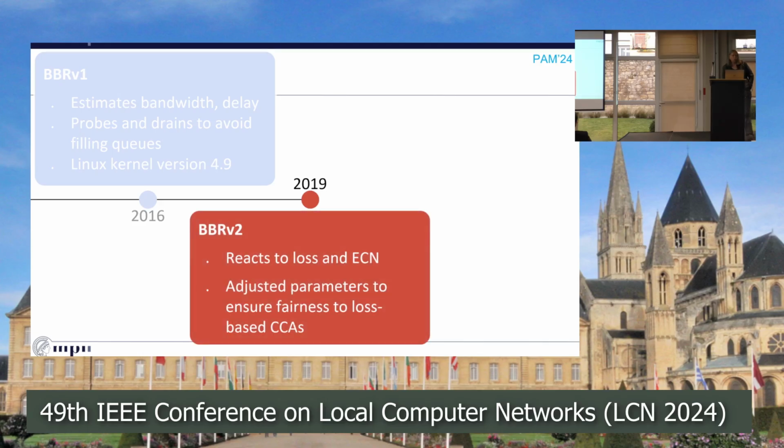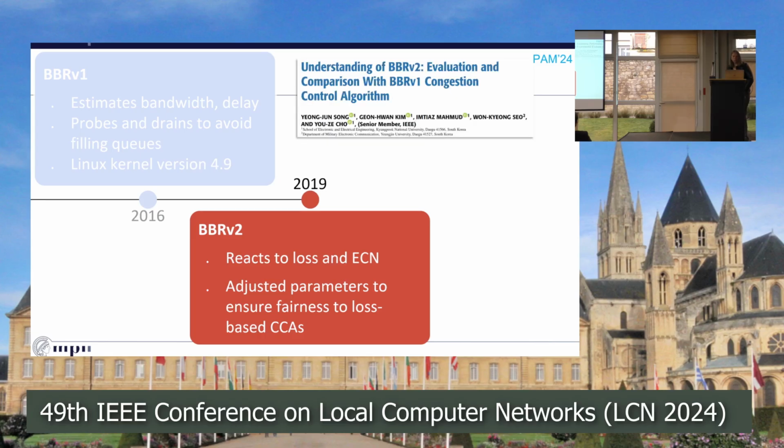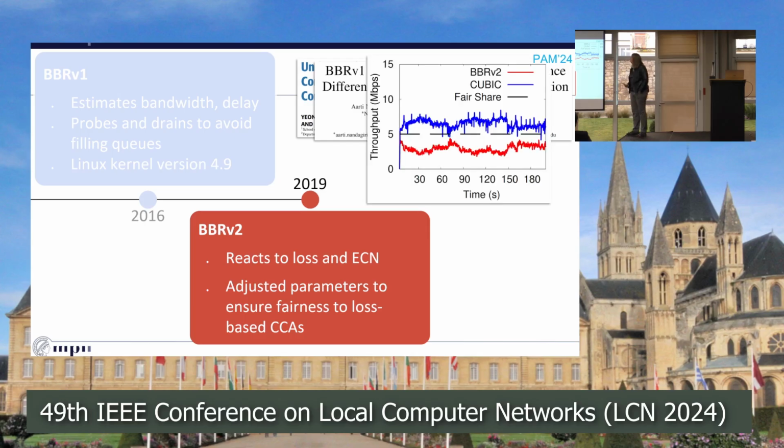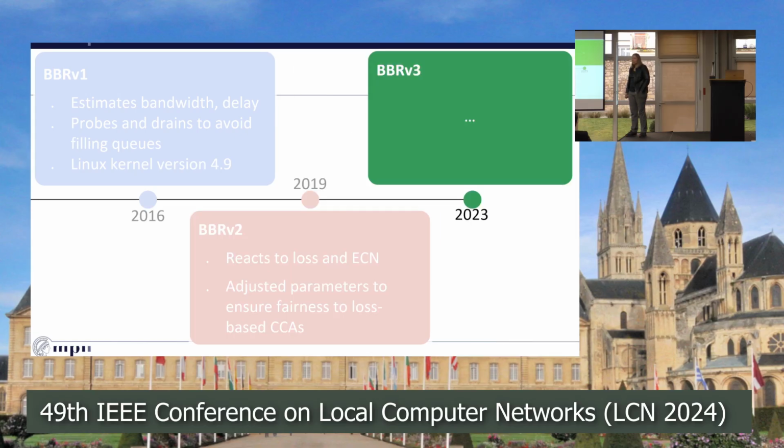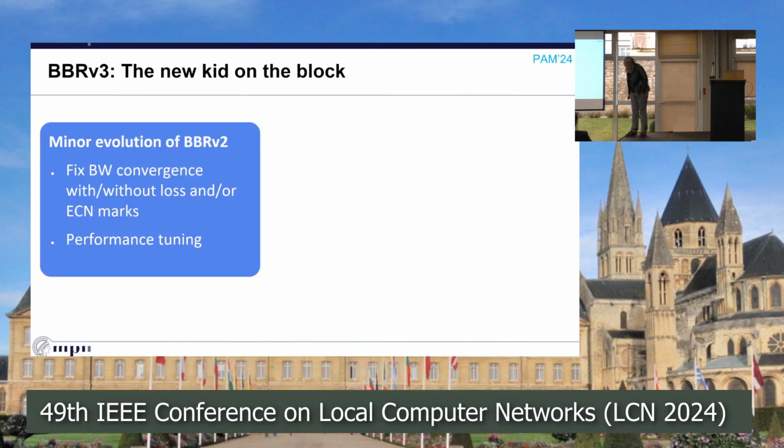So Google reacted and designed BBR v2, which reacts to loss and ECN and adjusts the parameters to become more fair. There were some papers looking at these things. And if you look at the fair share, at that point BBR v2 was probably below the fair share. So Google went ahead and designed BBR v3, which is a minor improvement on BBR v2.